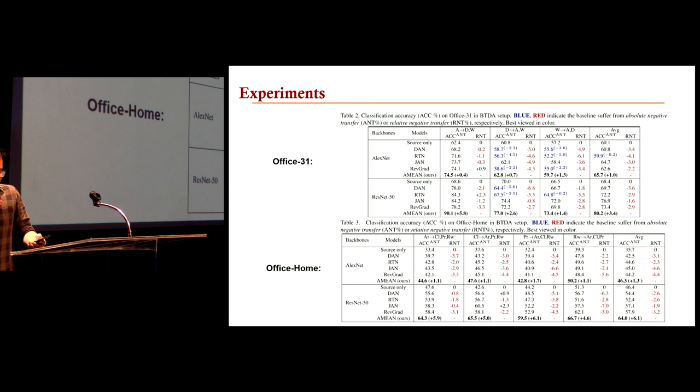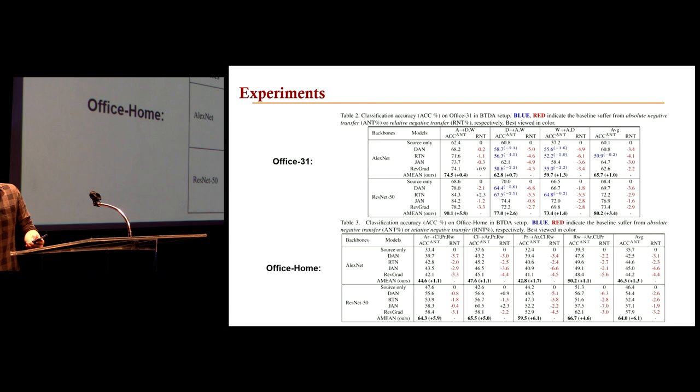Our experiment is based on Office-31 and Office-Home with two and three hidden sub-targets. The blue and red digits indicate the models that suffer absolute negative transfer effects and relative negative transfer effects. As you may see, the evaluated baselines almost all suffer negative transfer effects in blending target domain adaptation. But our method helps to relieve these problems and achieves state-of-the-art performance.